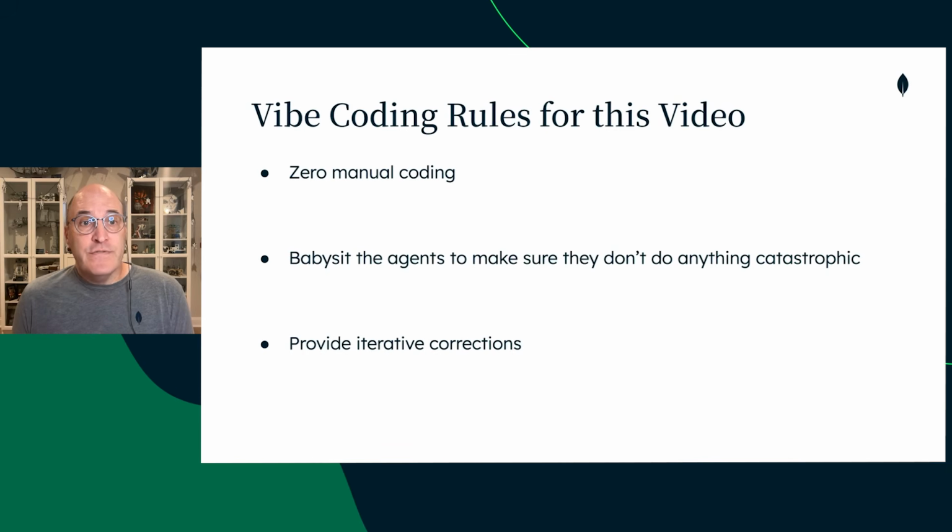Now, a couple of ground rules for this video. I'm not going to be doing any manual coding. I am going to babysit the agents to make sure that they don't do anything catastrophic. And we will likely need to provide iterative corrections. This won't work in one shot. We're going to have to iterate over it a couple of times. And that's where having some expertise in software engineering is going to help us out.